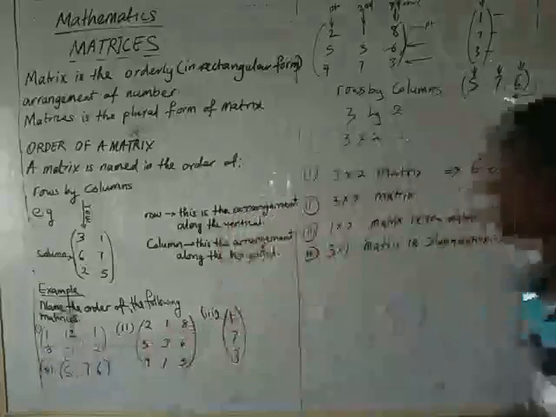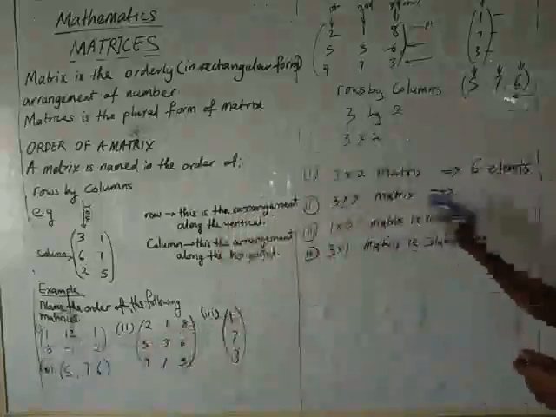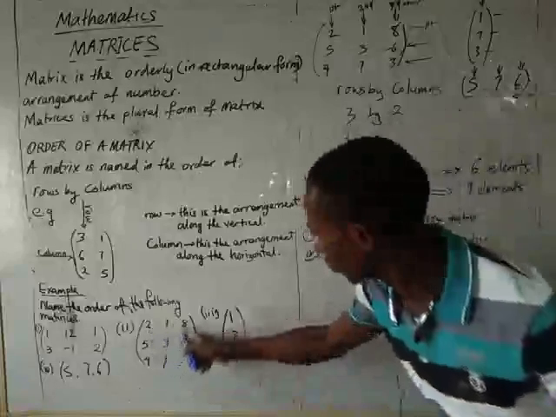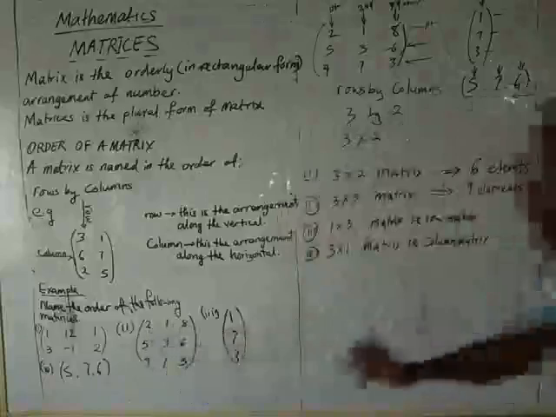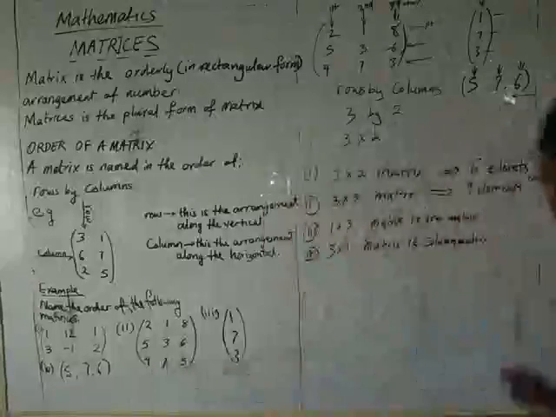6 elements by counting them. In this case, here I'll be having 3 times 3, the row times the column, giving me 9. So therefore, I'll be having 9 elements in that matrix. Let's check. 1, 2, 3, 4, 5, 6, 7, 8, 9. So I'm having 9 elements in that matrix.